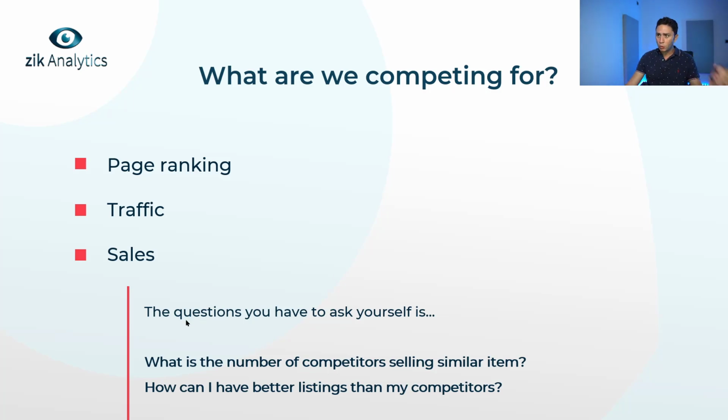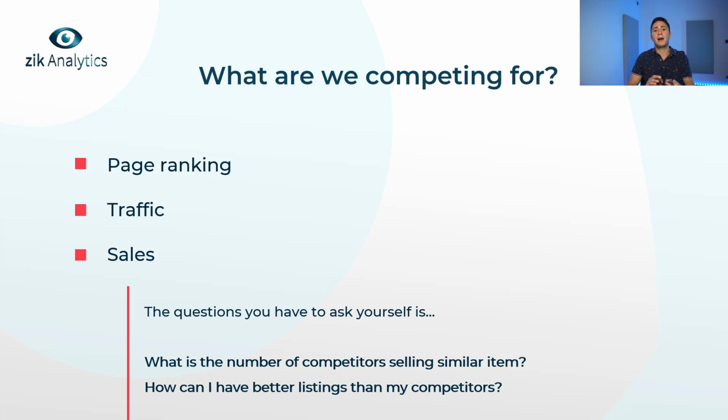So the questions you have to ask yourself, always before you list a product, number one, what is the number of competitors selling a similar item? And why do you have to ask this question? Because eventually, the lower the competition, the fewer competitors selling a similar item, the more chances you will have to appear on the first page, on the top of the search result.